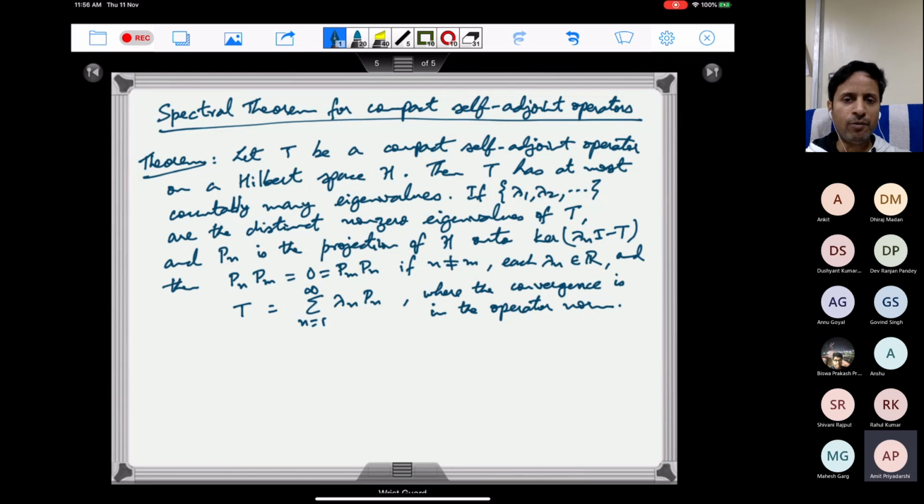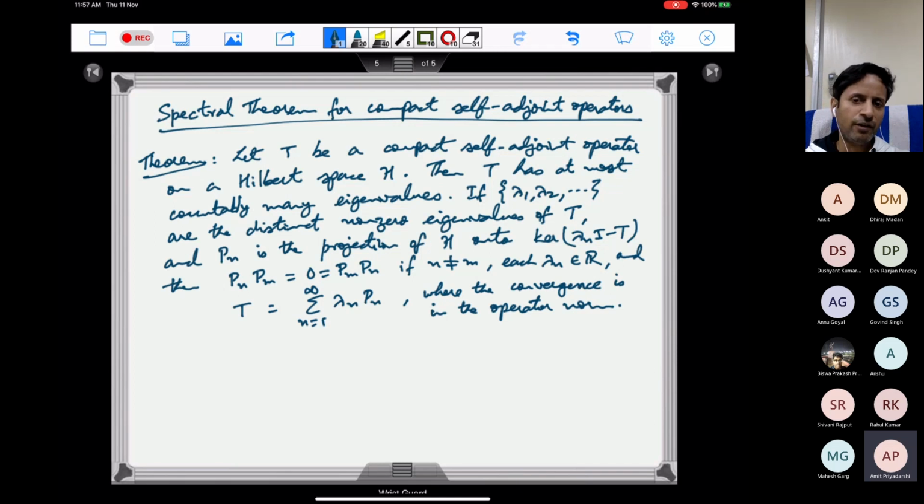If it is a compact normal operator, then we can again write it as T equal to the summation of lambda n Pn, where these lambda n's are again distinct non-zero eigenvalues. But in this case, the lambda n need not be real. To prove that, we can use this theorem by writing T as T1 plus i T2, where T1, T2 are self-adjoint. Then we apply the spectral theorem for T1 and T2, and using that, you can write the spectral theorem for a compact normal operator also.